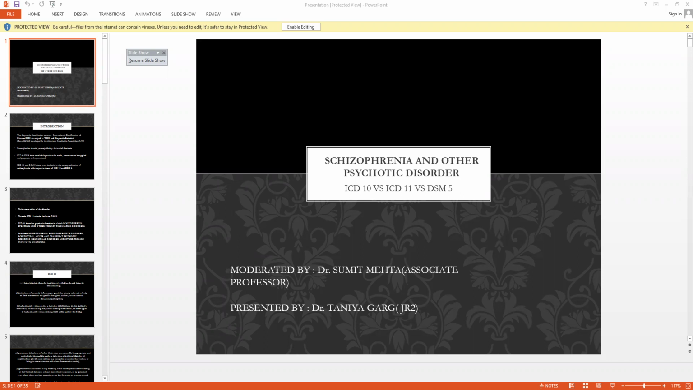The categories of acute and transient psychotic disorder include acute polymorphic psychotic disorder without symptoms of schizophrenia, acute polymorphic psychotic disorder with symptoms of schizophrenia, acute schizophrenia-like psychotic disorder, other acute predominantly delusional psychotic disorders, other acute and transient psychotic disorders, and acute and transient psychotic disorder, unspecified.